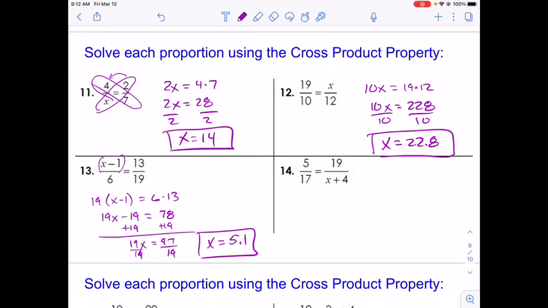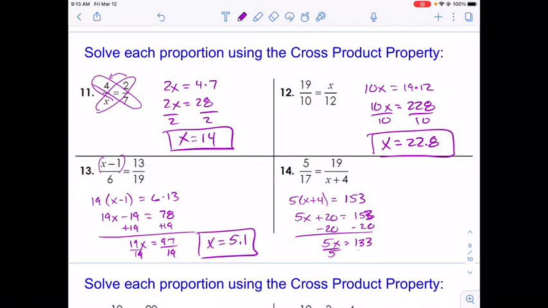All right, let's try the next one. This time we're going to cross multiply. We have 5 times x plus 4. So I write it in parentheses first. And I have 17 times 19. So that is going to give us 153. Okay, 5 times x is 5x. 5 times 4 is 20. 153. Subtract 20. 5x is equal to 133.